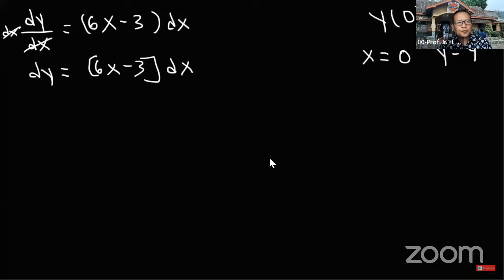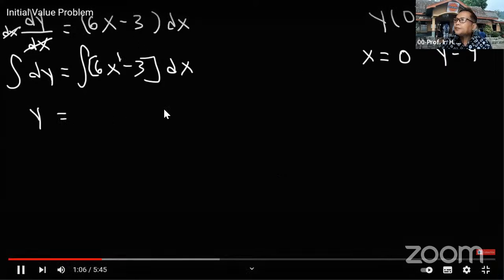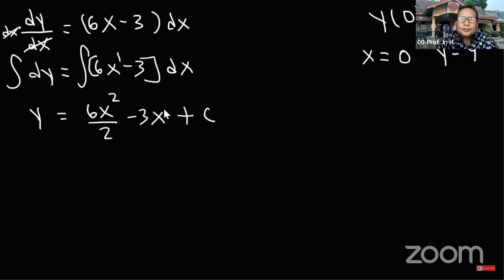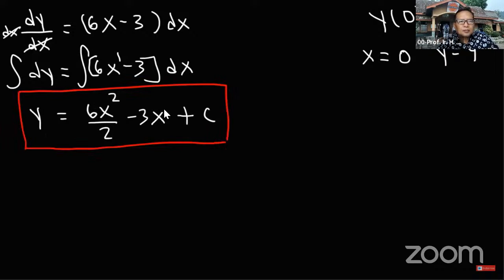So I like to separate the variables. I like to separate y from x. Once the variables are separated, we can integrate both sides. So the integral of dy is simply y. The antiderivative of x, or x to the first power, is x squared over 2 times the constant that was in front of it, which is 6. The antiderivative of a constant is just that constant times x. And of course, we need our constant of integration, c. So this right here is the general solution to the differential equation.